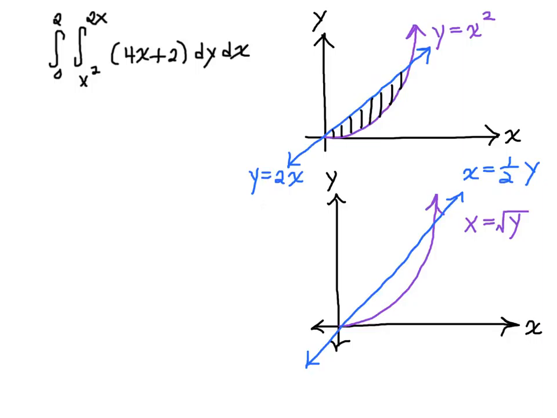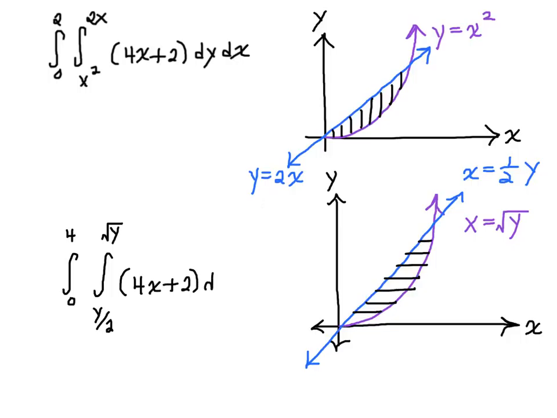So now in this case our slices are going to go horizontally like this. And when we do this, our double integral is going to go from 0 to 4 on the y-axis, and then from x equals y over 2 to x equals the square root of y. And our function, 4x plus 2, is integrated first with respect to x and second with respect to y.